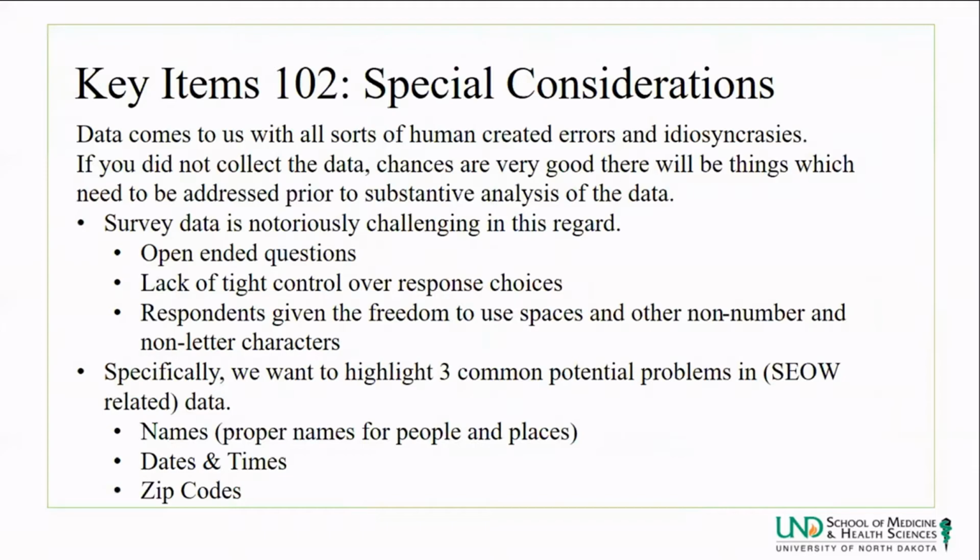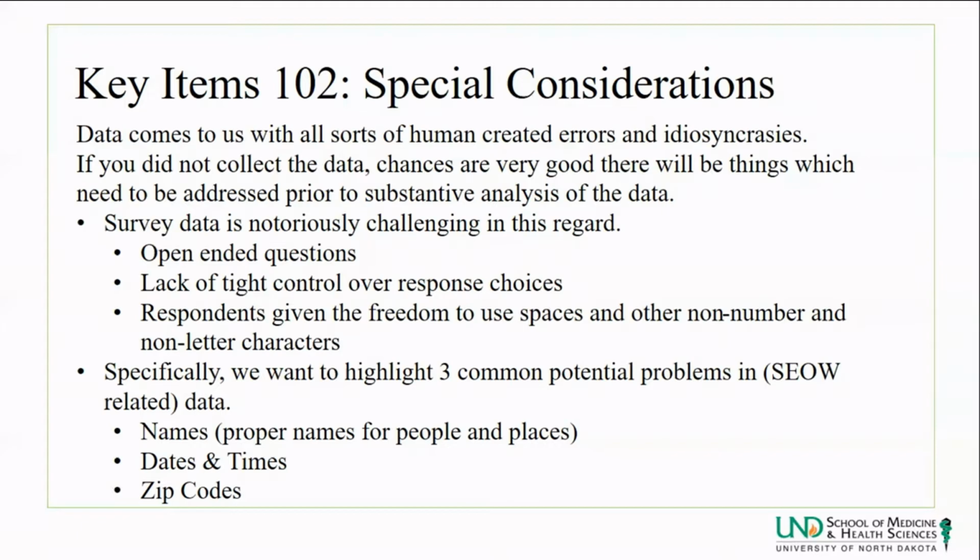All right, last section here, key items 102, other key terms and special considerations. This is very important to remember. Data comes to us with all sorts of human-created errors and idiosyncrasies. If you did not collect the data yourself, chances are very good there will be things which need to be addressed prior to doing any type of analysis. Survey data is notorious for this, because you're putting out a survey and you have human beings responding to it, and human beings are really, really good at showing you your errors when you develop the survey. And I'm speaking about myself here.